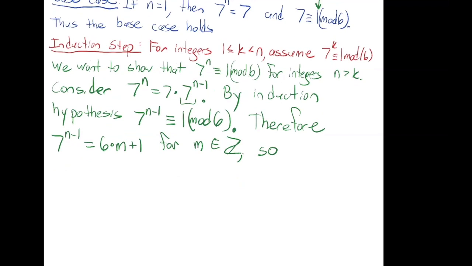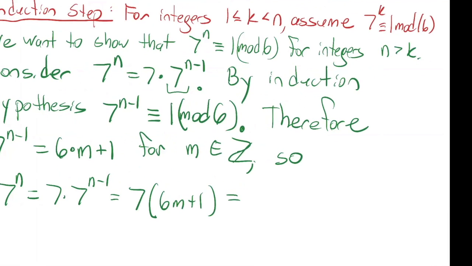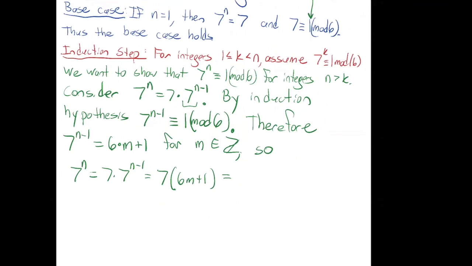So let's use this back up here, and we can plug 6m plus 1 in for 7 to the n minus 1 and see what happens. So I could write this, for example, as 7 times 6m plus 7, distributing that 7. Almost there.